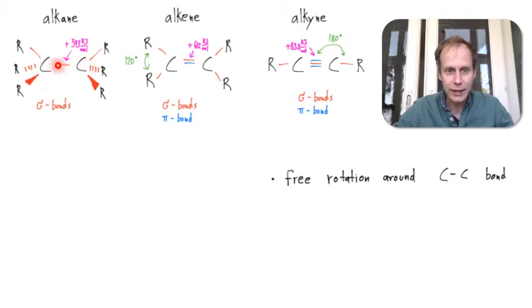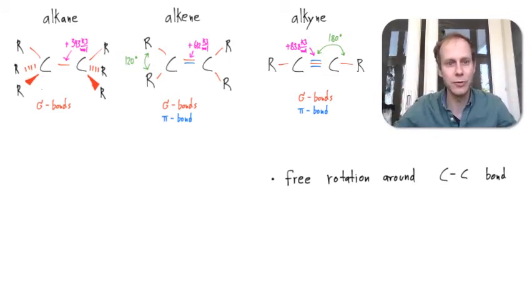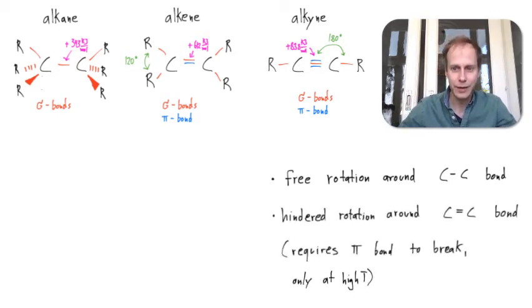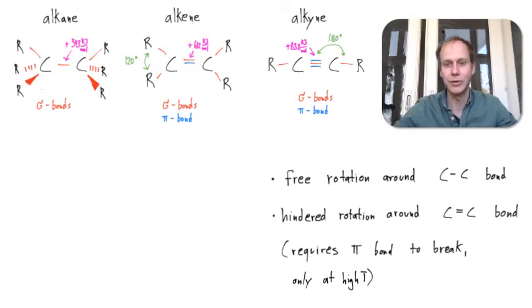So for an alkane, the two alkyl groups that are connected here are only connected through a sigma bond, and therefore it can rotate freely. The two methyl groups could rotate very freely without there being any energy penalty. On the other hand, for an alkene, because of the spatial arrangement of this pi bond, rotation around the central axis is hindered. It would require the pi bond to be broken, and that usually happens only at high temperatures.